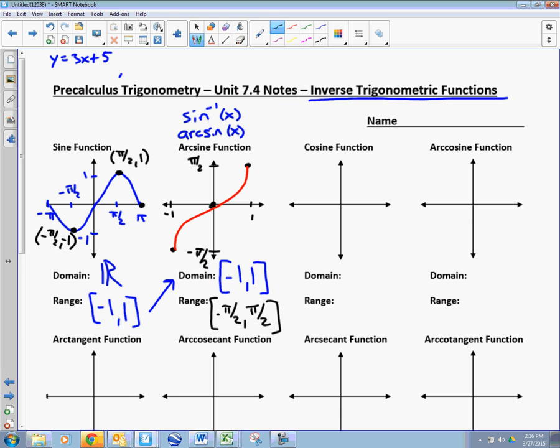Watch. Graphically speaking, we'll say that that's the line. That was a really bad job, it doesn't really look like that. Okay. If I were to flip this graph over the line y equals x, I would get something that looks like this.